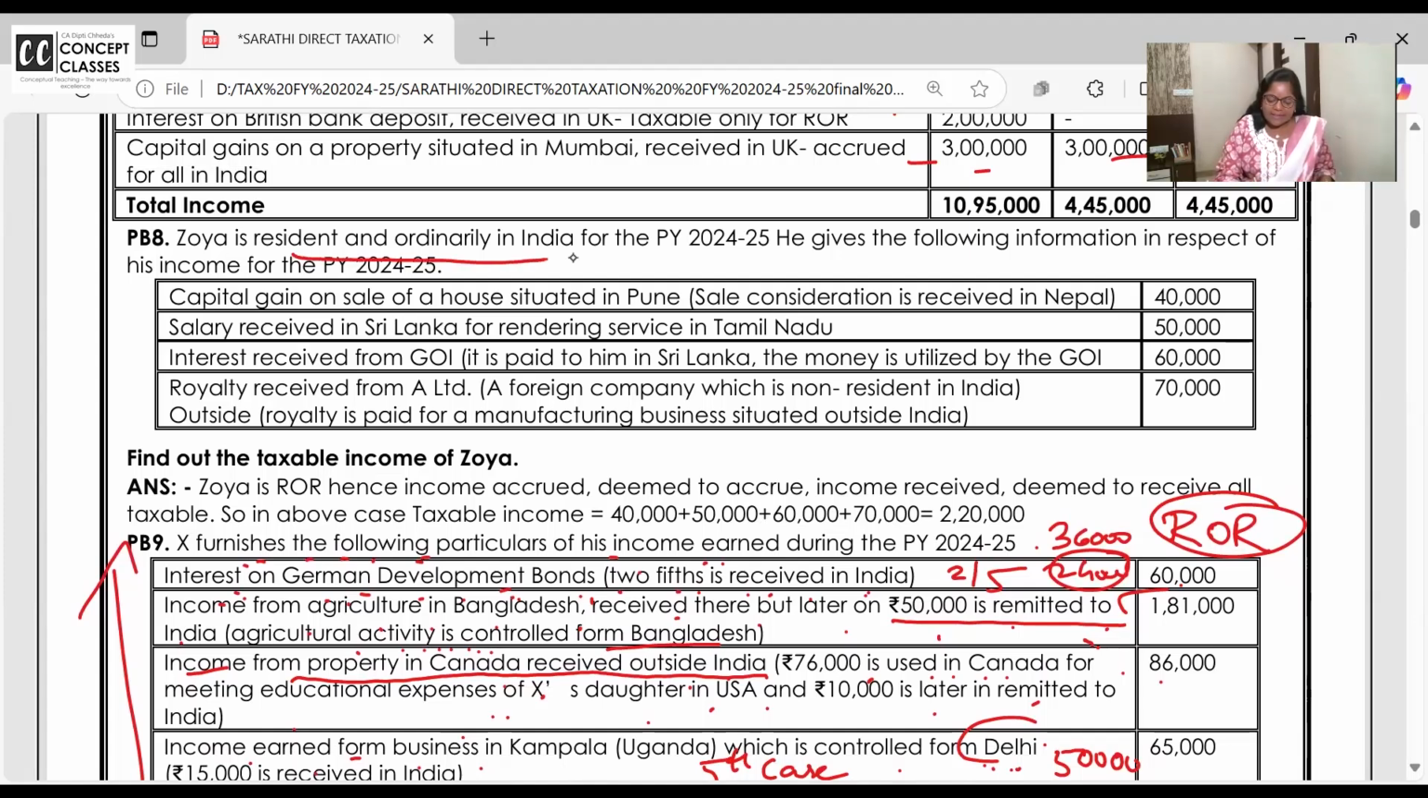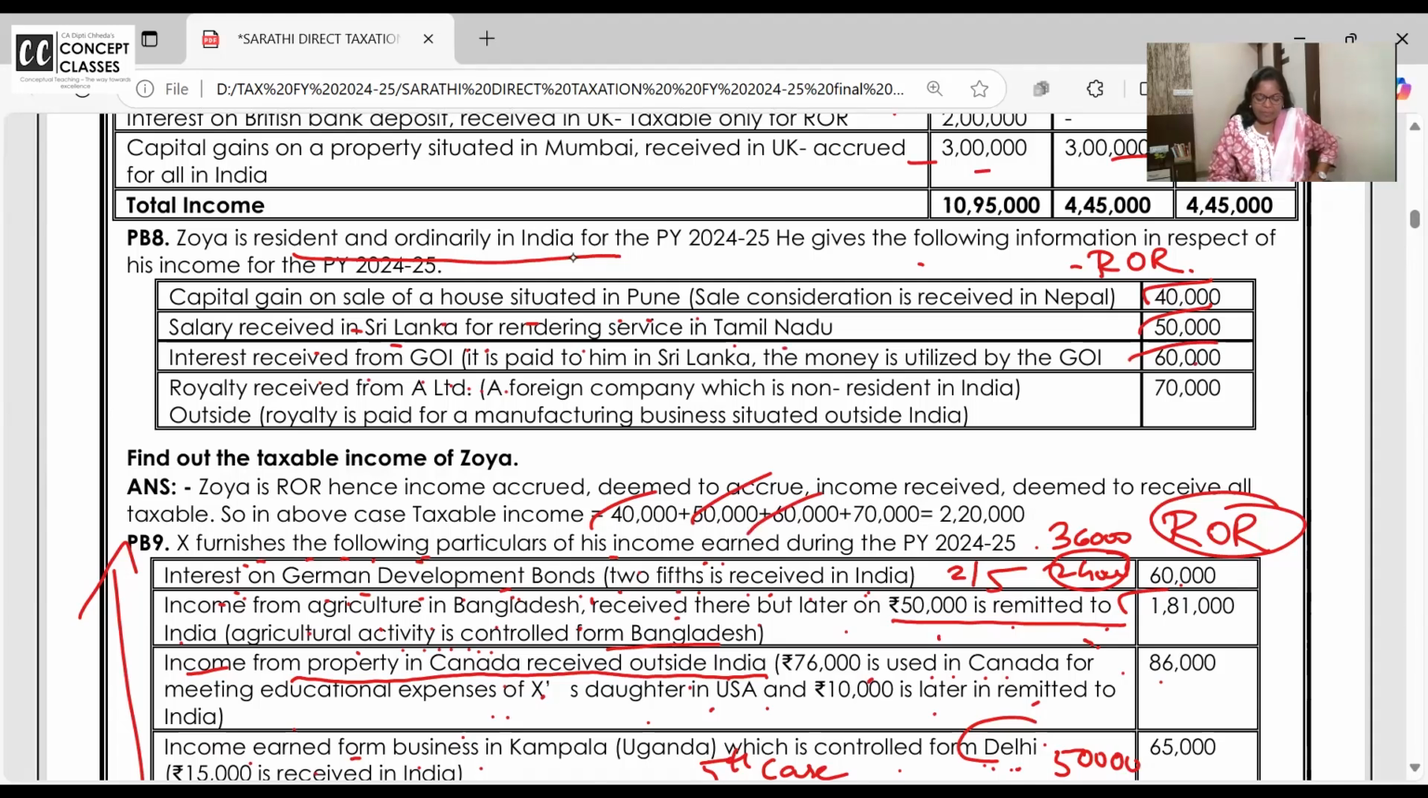Zoe is resident and ordinary resident. This time they have asked only in one way. Capital gain on sale of house situated in Pune, taxable. Salary received in Sri Lanka for rendering the service in Tamil Nadu, taxable. Interest is received from Government of India. It is paid in Sri Lanka. But it is paid by Government of India.